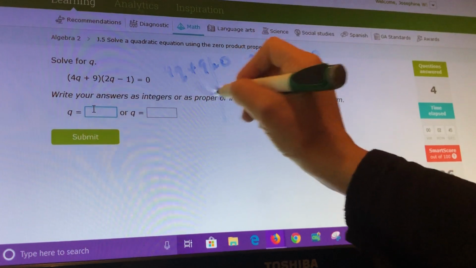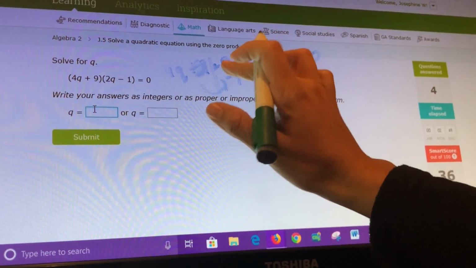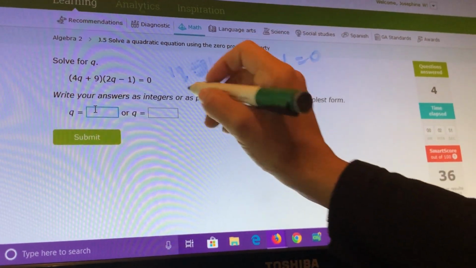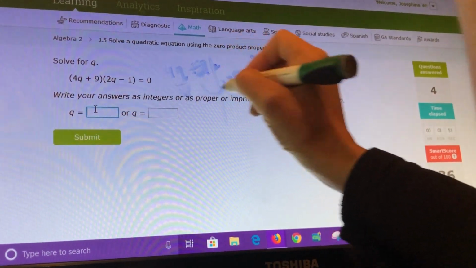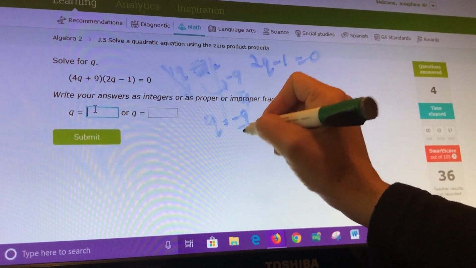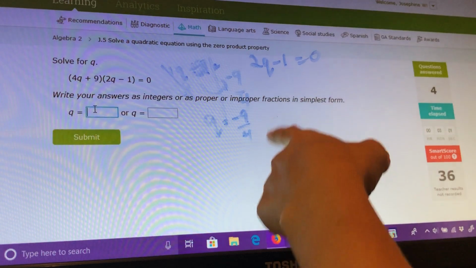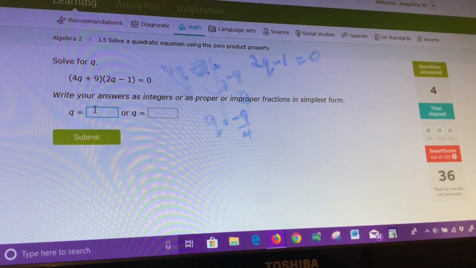So you have 4q plus 9 equals 0. And then you have 2q minus 1 equals 0. All right, so solve it. So take the 9 to the other side. It's going to be subtract 9. So that's going to be 0 minus 9, which is negative 9, sorry. Divide by 4. So q equals negative 9 over 4. And always check to see if you can simplify a fraction. Is there anything that goes into 9 and 4? No, you can just type it in the calculator and double check me. So that's the first one.